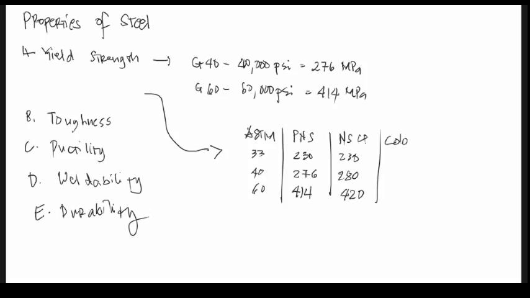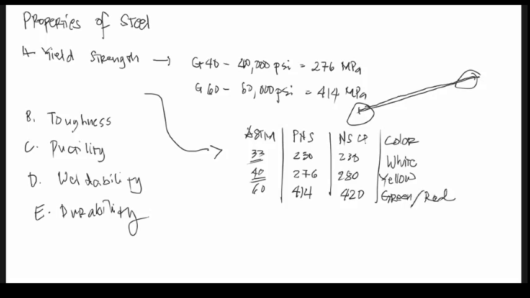Kapag bibili kayo niyan, meron yung nakikita nyo kapag ito sana yung bakal. Kung mapapansin nyo dun sa dulo, may kulay, di ba? Nilalagyan nila ng kulay. Pagka white, usually, that is grade 33. Pagka yellow, that is grade 40. And pagka green, or minsan, ginagamit nila yung red, that is for grade 60. Pero yung red, ginagamit kasi nila para malaman kung weldable or hindi. So kapag red, weldable na grade 60. Pag hindi red, non-weldable yung steel. No? So yan yung ginagamit nilang code.